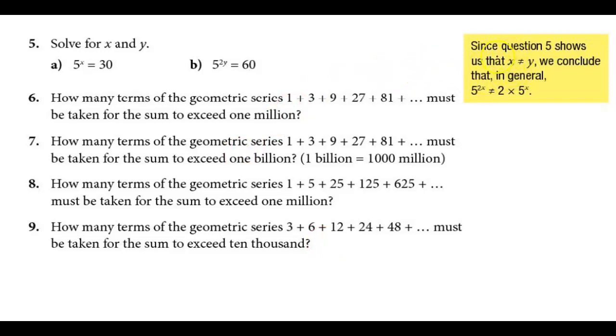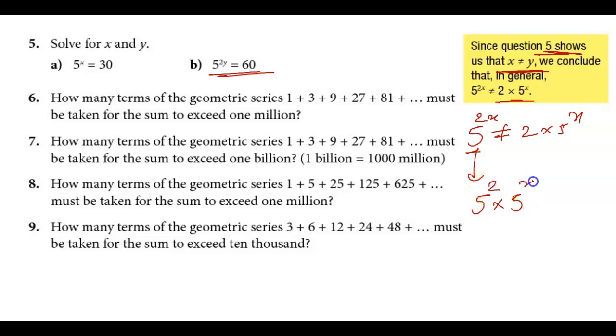Okay, fine. Let's move ahead now. See something important. This is question 5. It shows that x is not equal to y. We can conclude that in general 5 raised to power 2x does not mean 2 times 5 raised to power x, right? 5 raised to power 2x is not equal to 2 into 5 raised to power x. Obviously, yes children. What does this mean? This means 5 raised to power 2 into 5 raised to power x. Okay. 5 raised to power 2 means 25, right? 25 into 5 raised to power x. Clear?